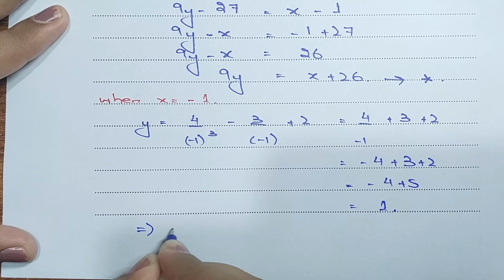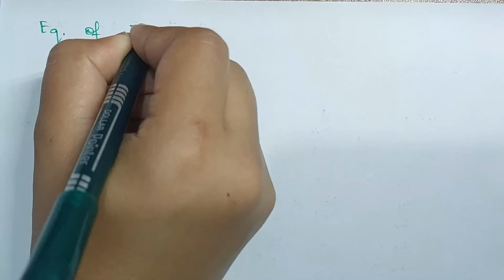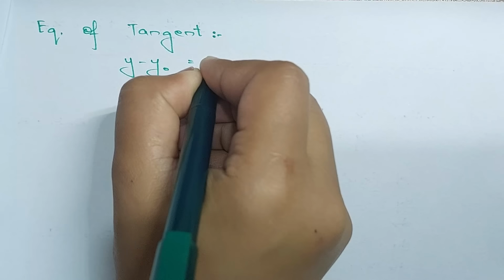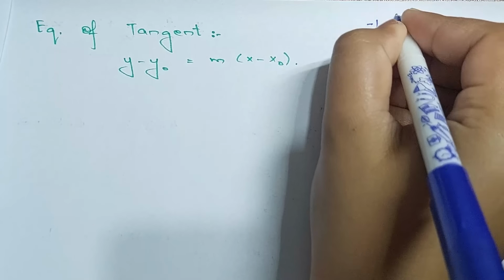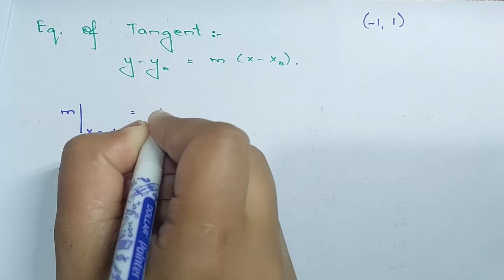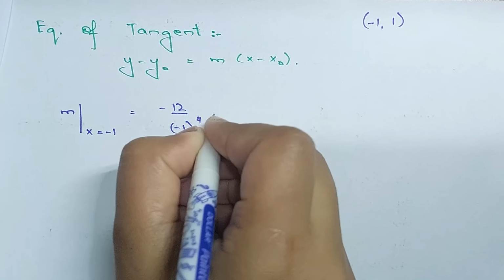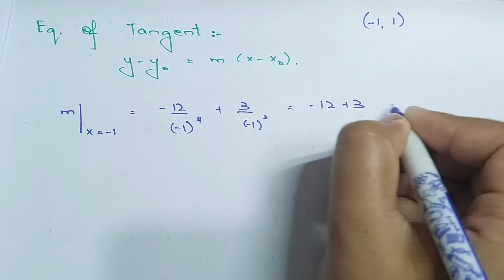So the point for the equation of tangent, x naught, y naught, is minus 1 and 1, right? Let me write down the equation of tangent now. So the equation of tangent is going to be, we can say, y minus y naught equals m times x minus x naught. So we have x naught, y naught, which is minus 1, 1. And what is the slope at x equal to minus 1? So m is the gradient at x equal to minus 1. We have minus 12 over minus 1 to the power 4 plus 3 over minus 1 to the power 2. This is again the same, which is minus 9.